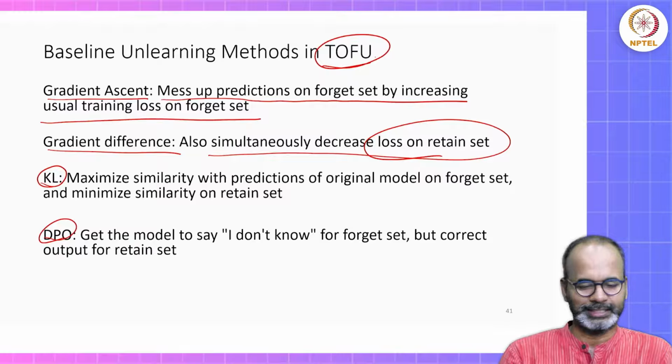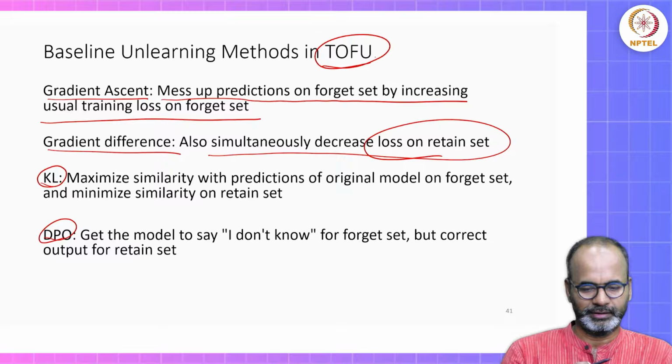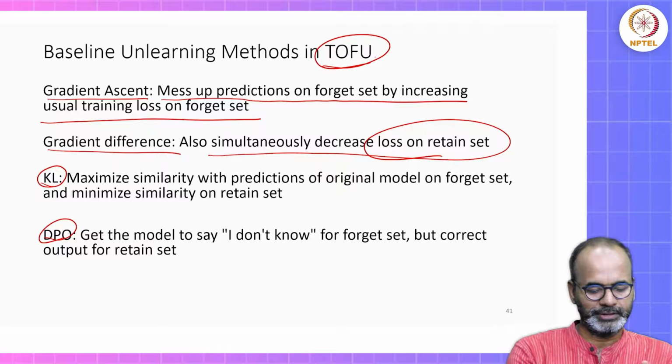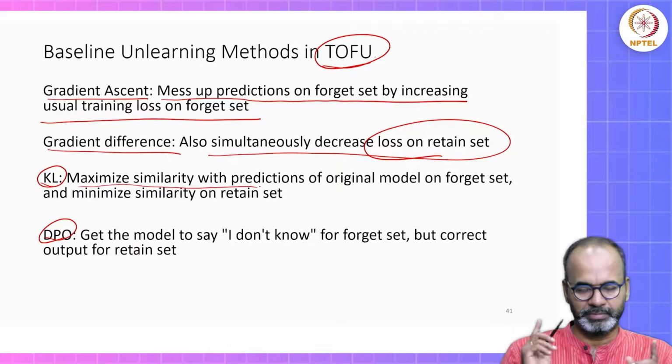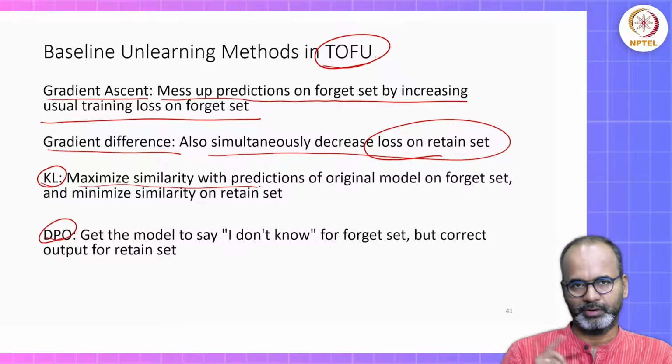Right. So these are again ways by which the different unlearning methods work in the TOFU benchmark. We know for KL divergence, you maximize the similarity with the predictions of the original model on the forget set, and minimize the similarity on the retain set. Right? You want to maximize the similarity with the predictions of the original model on the forget set, and minimize the similarity on the retain set.